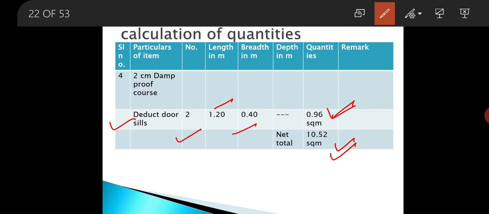So this is all for today's class. In the next class, we will go for the calculation of the next item of work, that is first class brickwork in superstructure. Thank you.